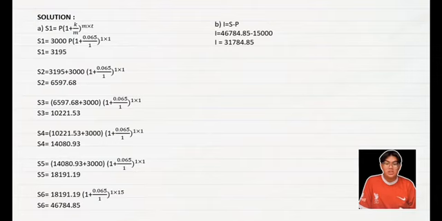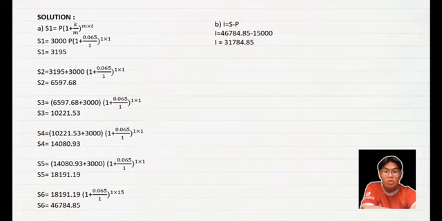Let's move to the next question. Question 4. We need to use the formula S equals P(1 + k/m)^(mT). S1 equals 3000(1 + 0.065/1)^(1×1). We will get 3,195 ringgit Malaysia.